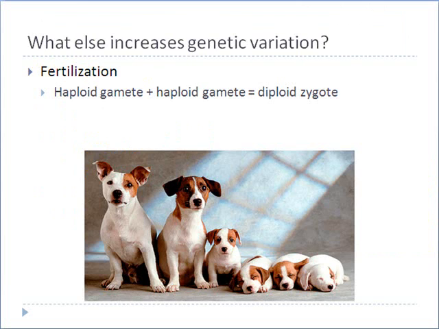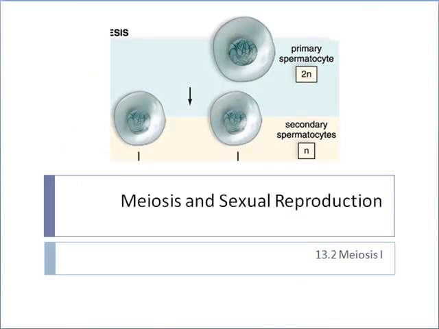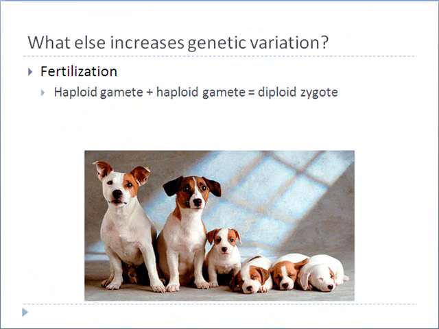The other event that helps to increase genetic variation, remember we already said that just in the creation of an individual egg or sperm cell, we have these events of crossing over and independent assortment that help to increase diversity. Well, we also increase diversity when the sperm and egg cell unite to form the diploid zygote. And that explains why, for example, as I said before, you can have the same mom and dad and you and your siblings look very different.